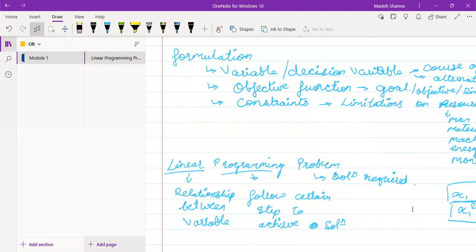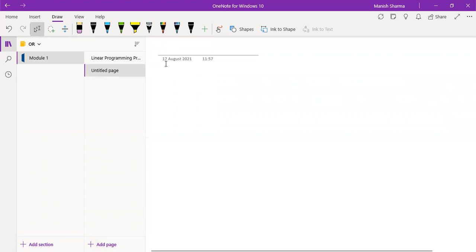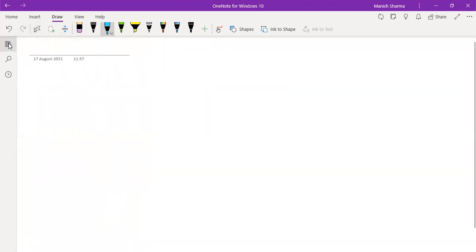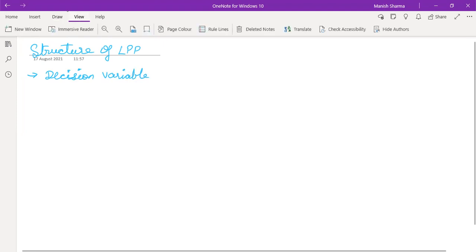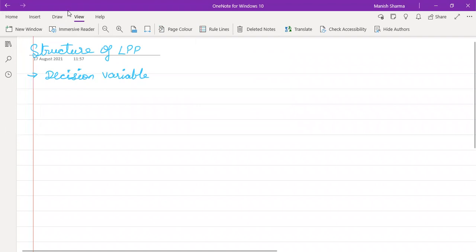Okay, now let us proceed to the general structure of LPP, that is, linear programming problem. So as I said, there are three things. The first one is called decision variables. Decision variables is the evaluation of various courses or alternatives to arrive at the best optimal solution.